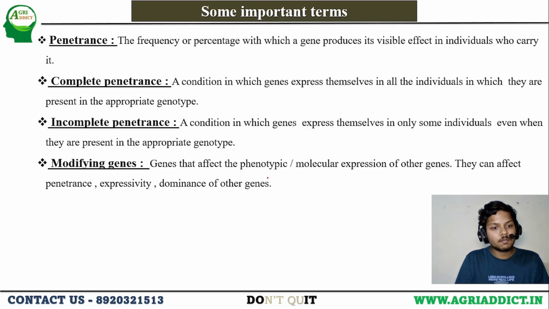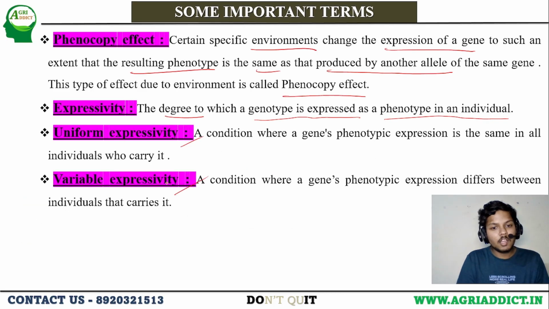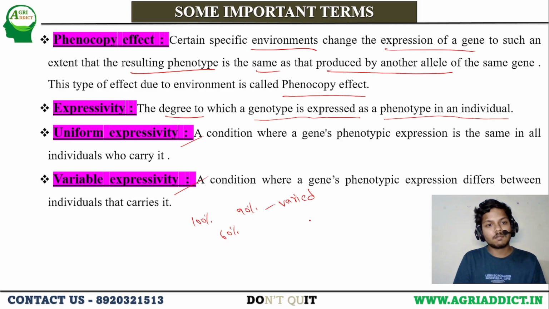Whereas variable expressivity. Variable expressivity means the gene's phenotypic expression differs. Means if in one plant 100% it is expressed, in another plant 90% will be expressed, in some other plant 60% will be expressed. Like this, the expression of the character will be varied. Then we call it variable expressivity.